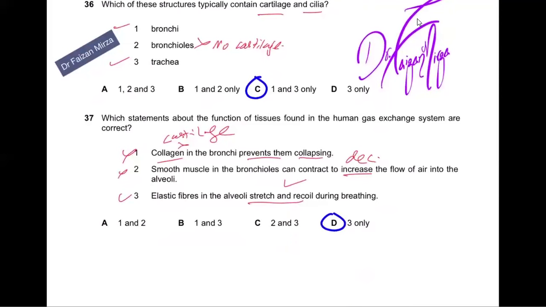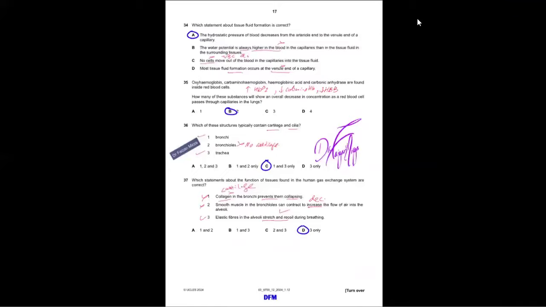Which statements about the function of tissues found in the human gaseous exchange system are correct? Collagen in the bronchi prevents collapsing. No, cartilage is actually doing that. Smooth muscle in the bronchioles can contract. Yes, they can contract, but to decrease the airflow, not increase it. Elastic fibers in the alveoli stretch and recoil during breathing. Yes, they do. So in all these options, only 3 is correct.